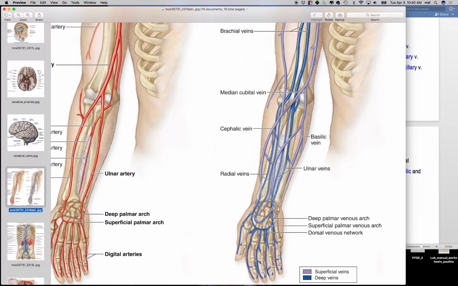Either way, what you've got is these superficial veins. And this guy on the back right there is on the dorsal surface of your hand. So you've got digital veins. I don't know why they didn't label them because obviously those are digital veins, right?